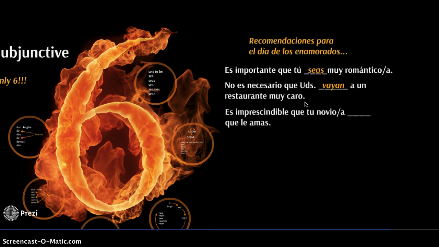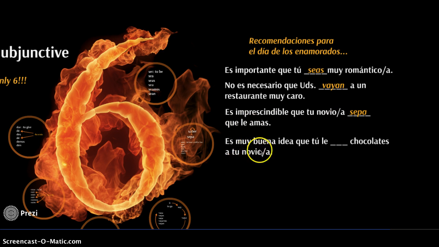Let's try another one. Es imprescindible que tu novio o tu novia, something que le amas. It is imperative that your boyfriend or girlfriend know that you love them. How do you say know? Saber. Remember that one's scrambled up? The B turns into a P and the E and the A switch places. So here we go. Es imprescindible que tu novio, not tú, but your boyfriend, él o ella, so we're going to use the él o ella form, que tu novio sepa que le amas. It's important that your boyfriend or girlfriend know that you love them.